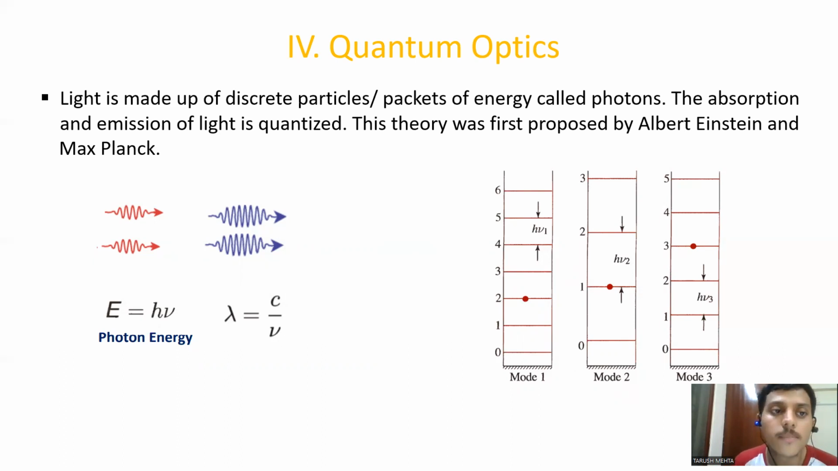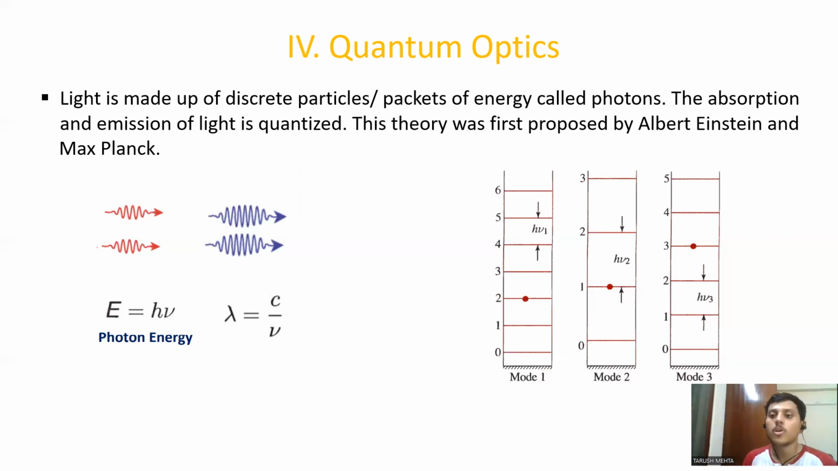So now, to go into the quantum regime, we make use of quantum optics. Here, according to quantum optics, light is assumed to be made of discrete particles or packets of energy called photons. And also the absorption and emission of light is quantized. That is, absorption or emission of light happens through discrete packets of energy called photons.